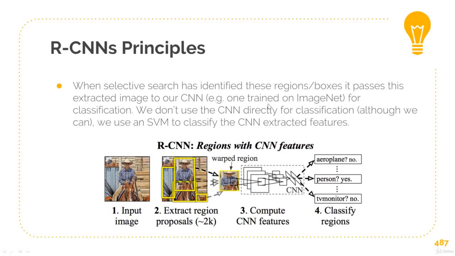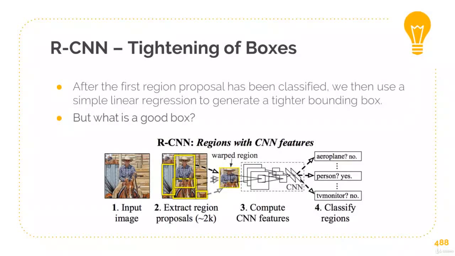Now, I didn't mention that before, but what happens here is that instead of using the CNN to get the classes, it just gives you the CNN features, which are basically the feature maps. And then we use an SVM to classify the CNN extracted features. This was probably done for speed, because if I'm not mistaken, R-CNN was the original proposed object detection, and it was meant for video. So speed was a concern.